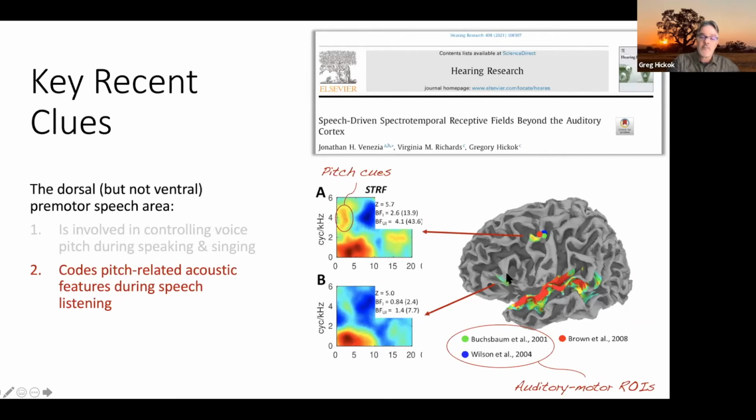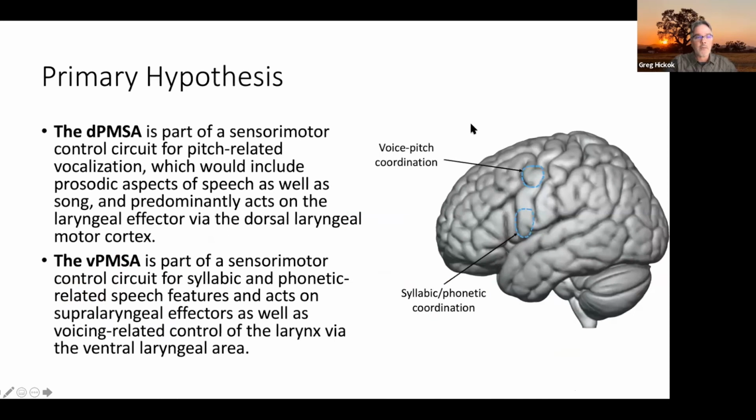We also found some mappable areas in more ventral areas, but you can see that this isn't the speech area, it's more anterior, and it does not show sensitivity to these pitch cues. Interestingly, this is kind of what the STRFs look like in primary auditory cortex. So it looks very auditory in interesting ways. There are also some interesting differences. Details are all in this recently published paper.